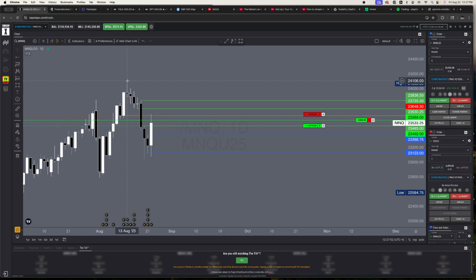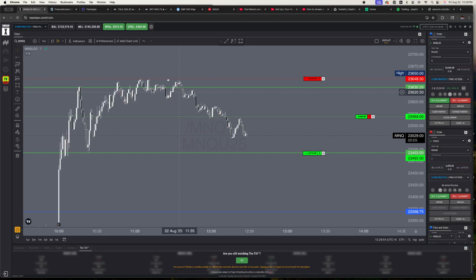So we go up, we hit this area. This was our breaker block, daily breaker block right here. We had SMT at the high right here. We get our market structure shift, fair value gap, and down we go.